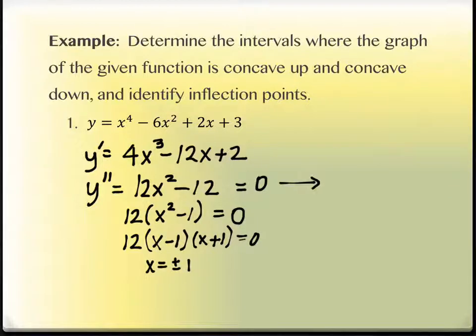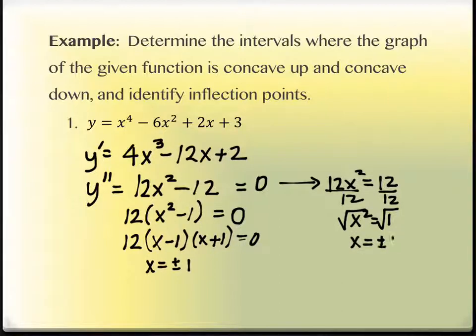Another way you could do this from here, because it's not a trinomial, you could actually move the 12 to the other side, divide by 12, and take a square root. The only catch to doing that is to remember that when you take a square root, you need to put the plus or minus on there. Don't forget that. Okay, so either of those would work for this one. This gives me two values where the second derivative is 0.